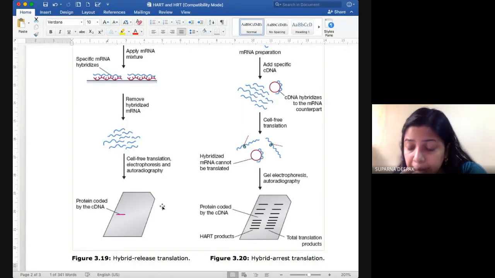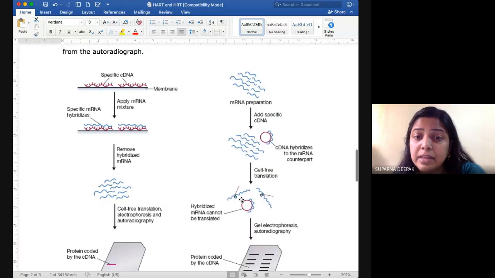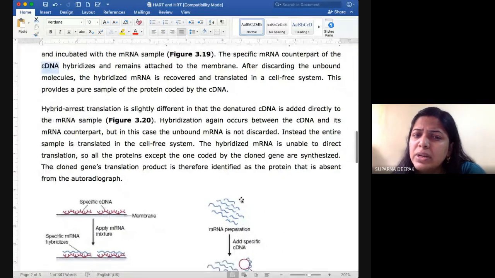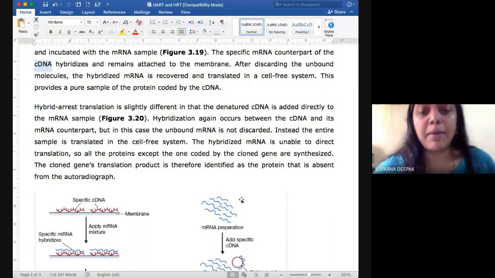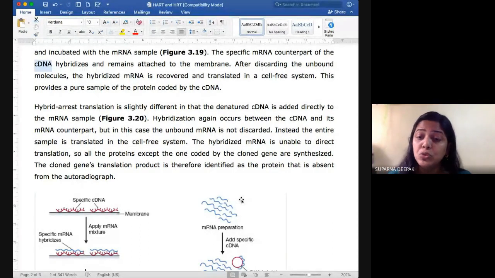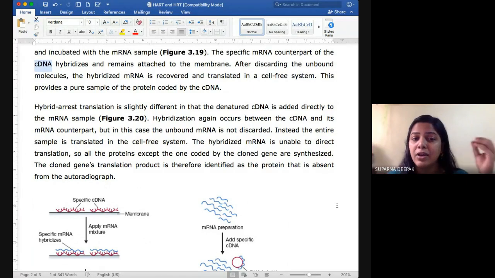So now let us move on to the next method, that is the hybrid arrest method. It is slightly different in that the denatured cDNA is directly added to your mRNA sample. There is no nylon membrane used in this particular method. Say you have your tubes. In that tube you will add the cDNA which is specific to your mRNA of interest, the same cDNA we used for HRT, and then you add your mRNA sample which is extracted from your recombinant cell.